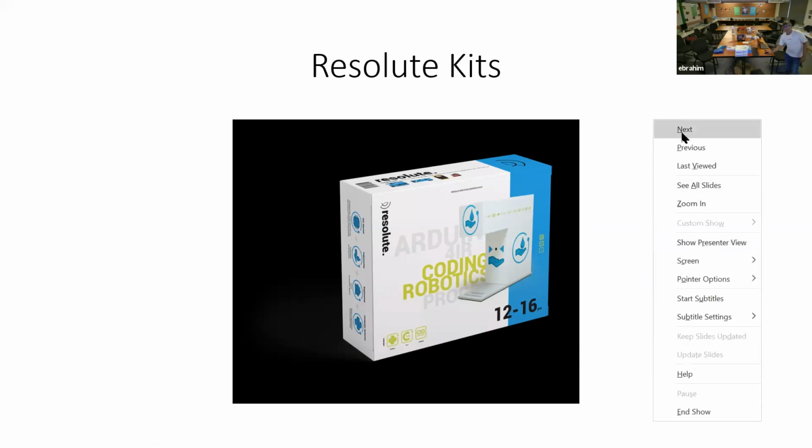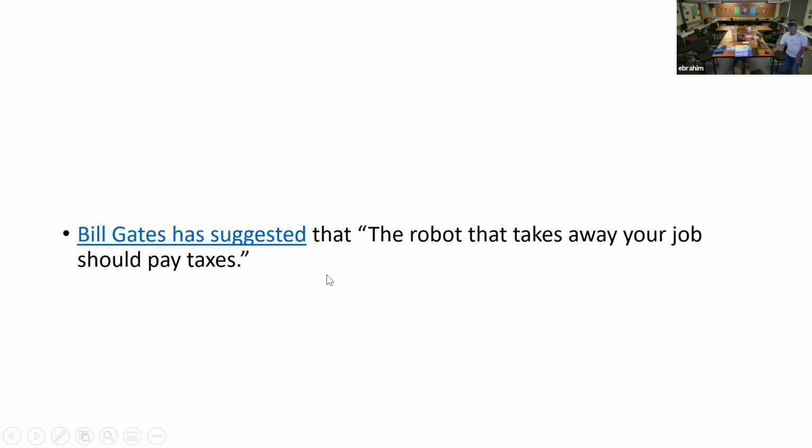So we're going to build robots. What does that mean? Bill Gates has suggested that the robot that takes away your job should pay taxes. How far that is really true, where it's going to go, who knows? It could be a possibility in a few years, because if you look at Standard Bank in Johannesburg, all their back-end systems have no humans. They are being run by robots.